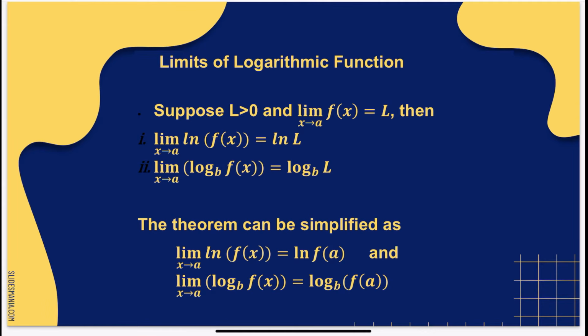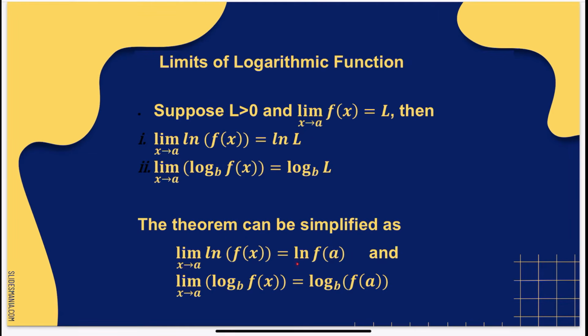Suppose L is greater than 0 and the limit of f of x, where x approaches a, is equal to L. Then the limit of ln f of x, where x approaches a, is ln L, and the limit of the logarithm of f of x to the base b, where x approaches a, is equal to the logarithm of L to the base b.